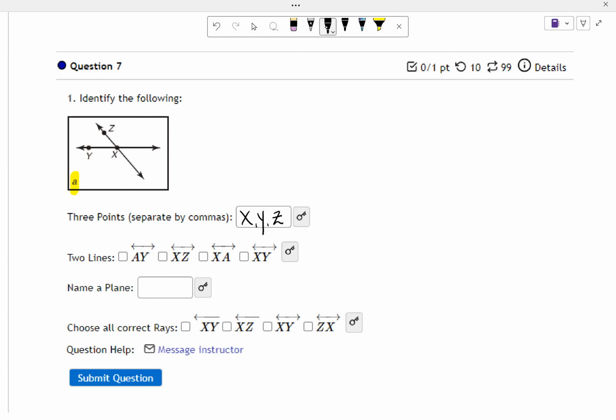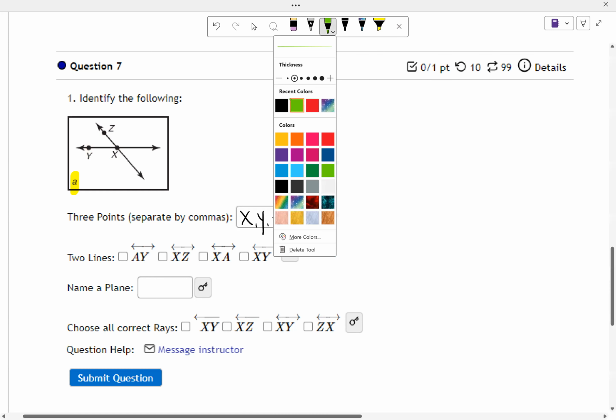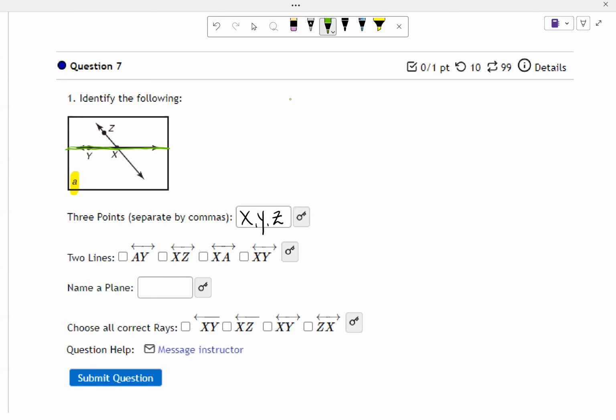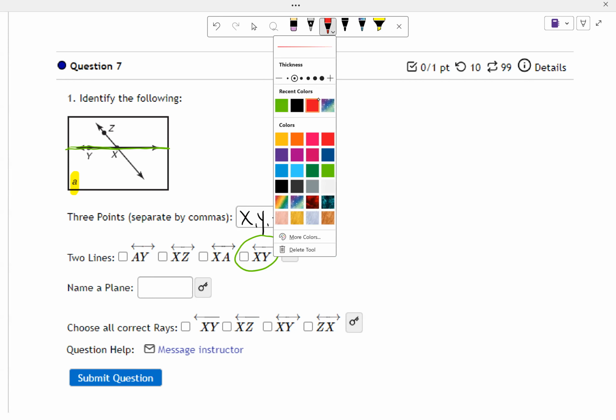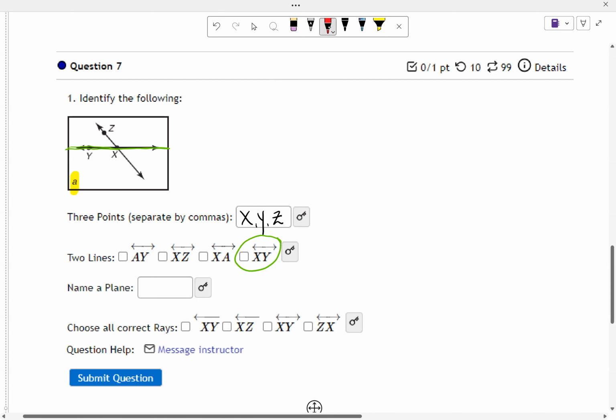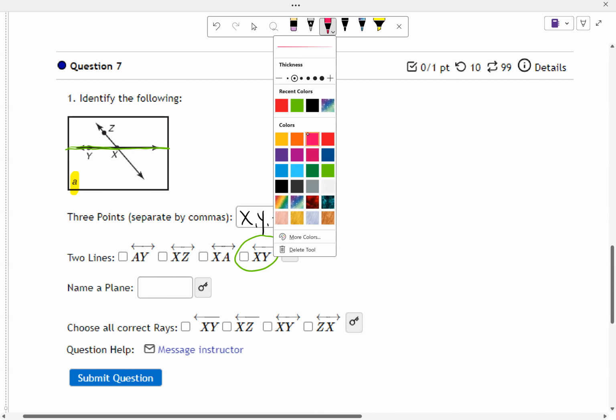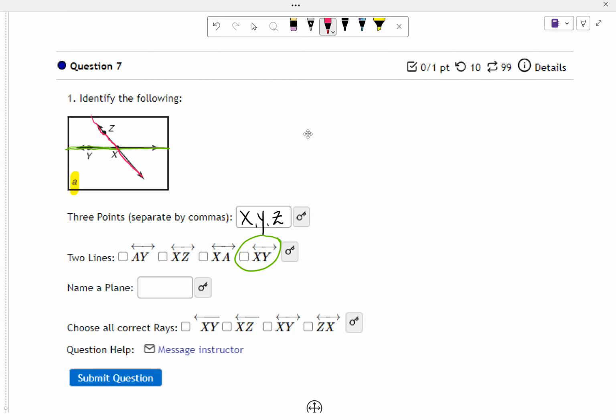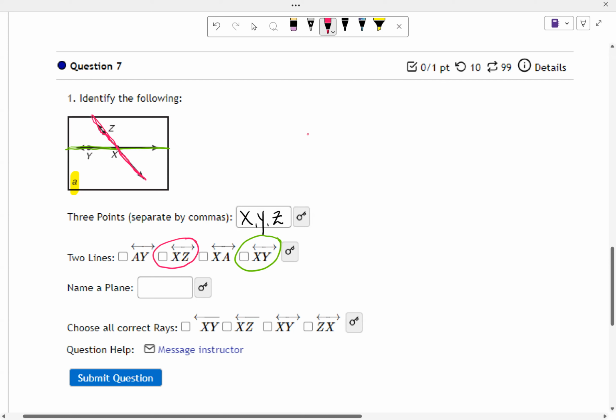The second part, name 2 lines that are on here. I notice that if I look at this, I've got one line that goes this way. And the 2 letters that are on that line are X, Y. So that corresponds to this one, line XY. Now, if I take a look at the other line, I notice that this line is denoted by the letters XZ. So that means XZ is also a line.